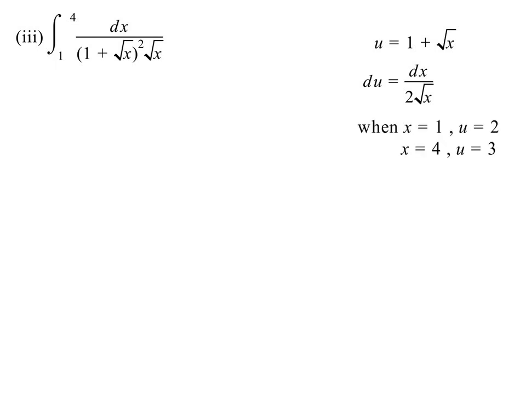Oh, but the limits, remember those limits are for x. We need to change those. That gets me 2 and 3. And, oh, that comes out quite nice. Look at that, du on u squared.